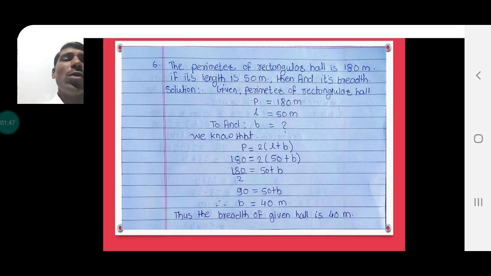After taking 2 to the left side, it goes into division. 180 divided by 2, which is equal to, on the right side remains 50 plus B. What remains on the right side?